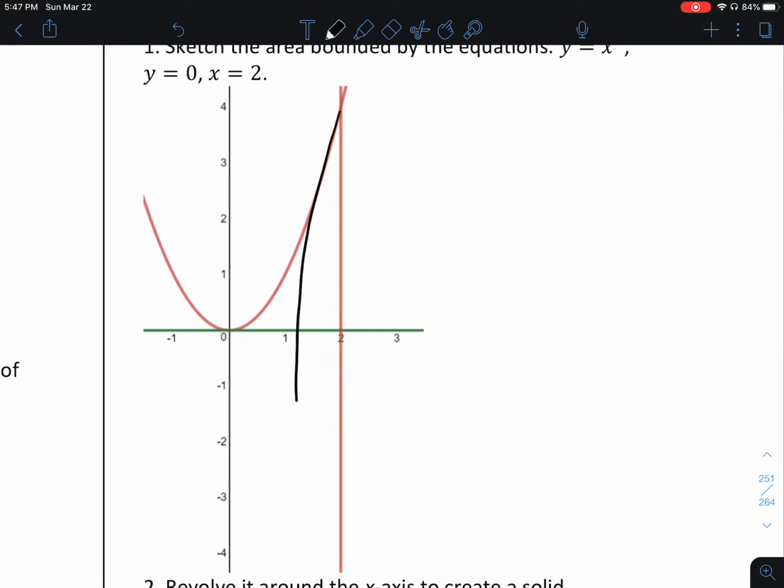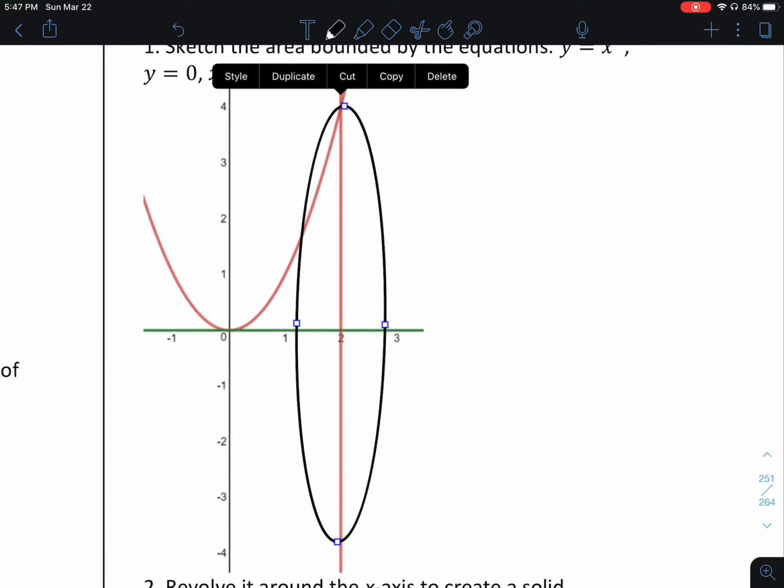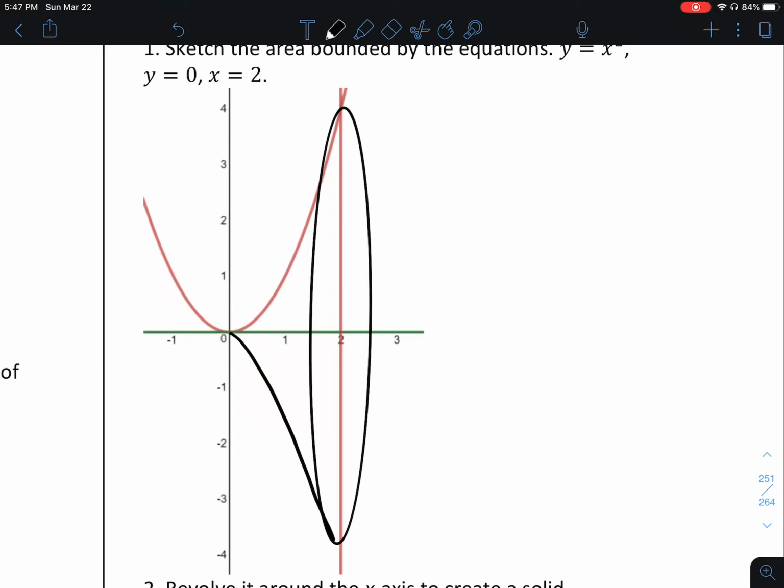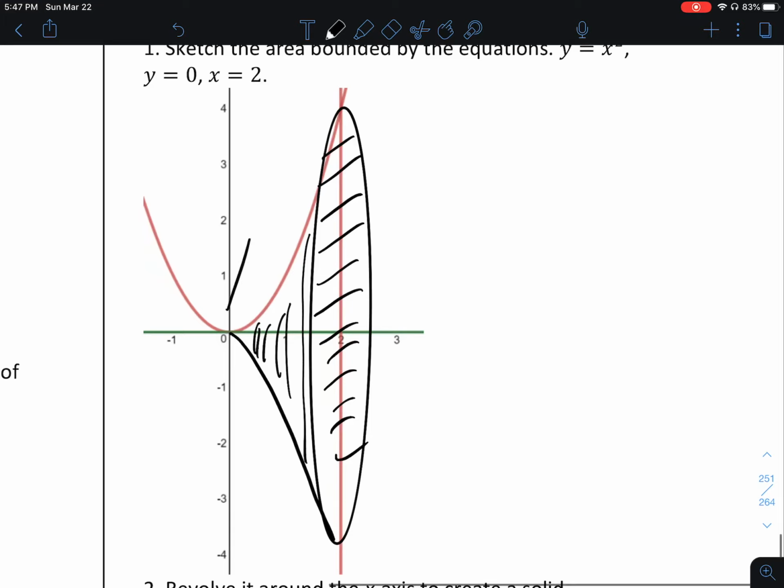When we do that, we're going to end up with this shape that is essentially, if you can envision it, if we keep revolving this, it's like a Hershey's Kiss, where this is the top over here.